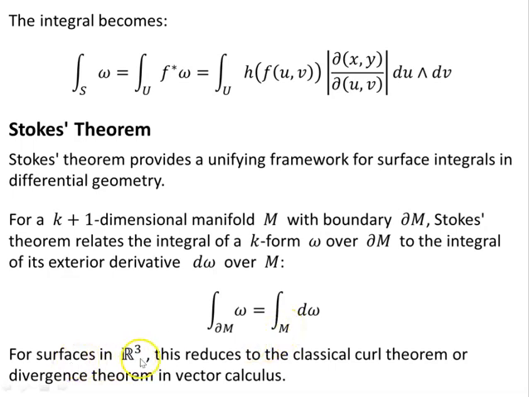So for surfaces in R3, this reduces to the classical curl theorem or divergence theorem in vector calculus, where the exterior derivative of omega lifts the degree by 1. This is omega over the boundary. So it's taking a volume integral over a volume to an integral over a surface, if you think in terms of the divergence theorem and so on in vector calculus.